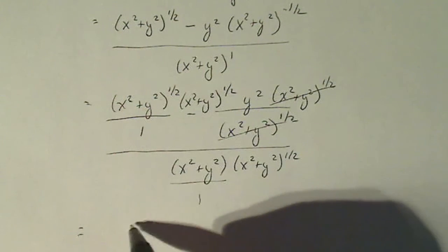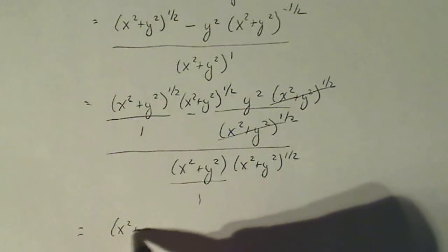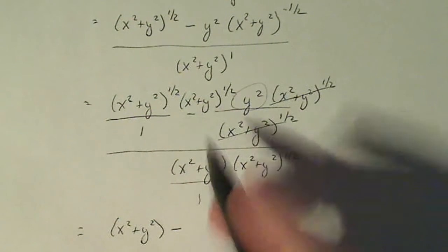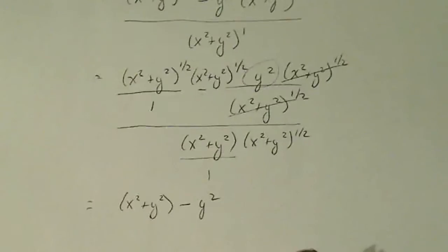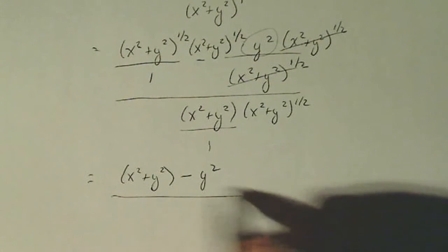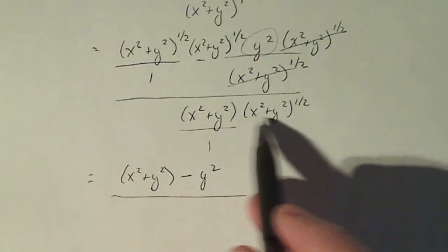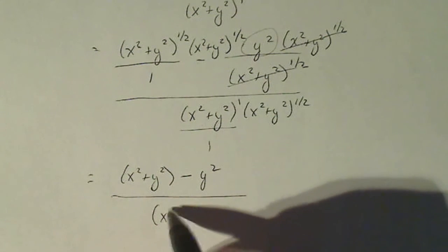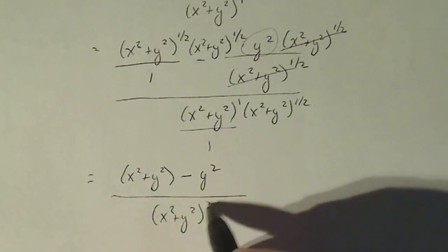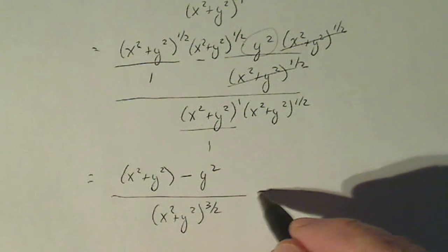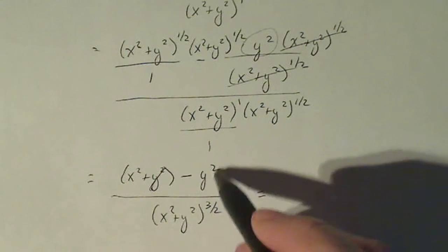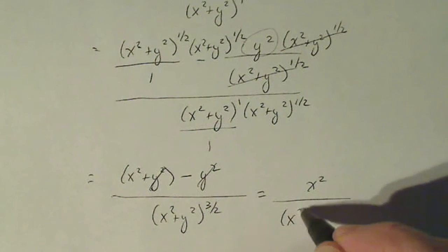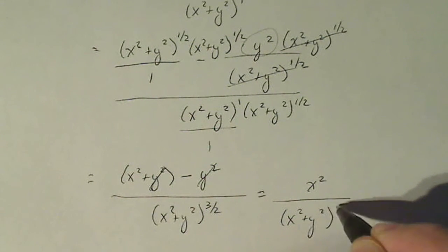Adding the powers. So I have x squared plus y squared to the first minus, now this y squared is still there, divided by x squared plus y squared to the first times x squared plus y squared to the 1/2 is x squared plus y squared to the 3/2. That's going to equal, those cancel, x squared divided by x squared plus y squared to the 3/2.